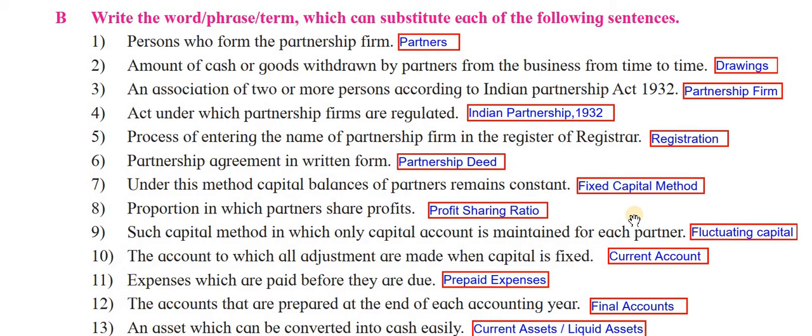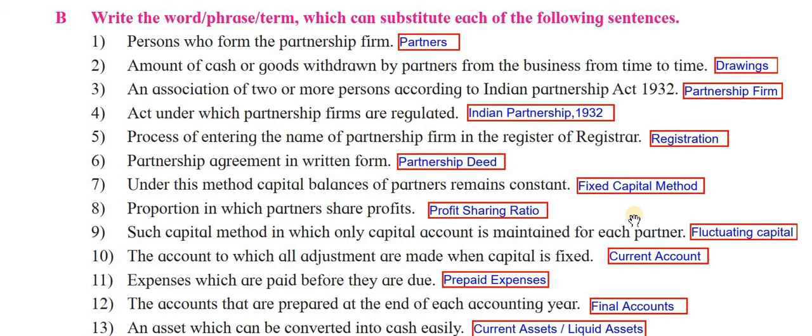Yes. Third one जो है, an association of 2 or more persons according to Indian Partnership Act 1932 is called as partnership firm, है ना? इंडियन पार्टनरशिप एक्ट, I think अभी जो exercise हमने किया वहां पर भी ये 1932 year उन्होंने पूछा था. So this year is very very important. That's the reason I told you कि इसको हमेशा याद रखो. That is, what is it? An association of 2 or more persons according to Indian Partnership Act 1932 is called as partnership firm.